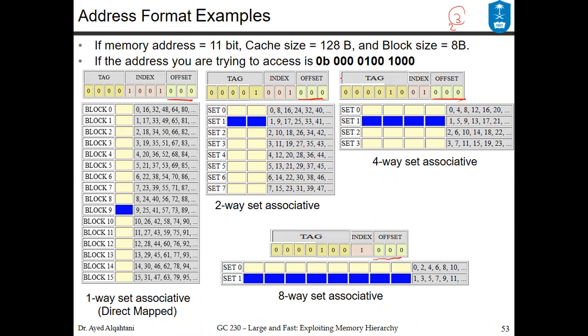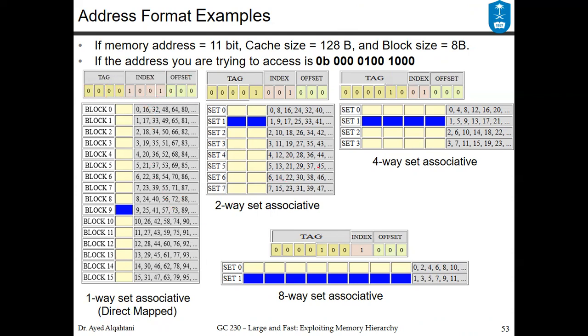Now, for the index bits in a direct map, you could divide the cache size by the block size. You know that this is 2 to the power of 7 divided by 2 to the power of 3, which is equal to 2 to the power of 4. So you need 4 bits in the index. And from 11 bits, the remaining bits for the tag is 4 bits.